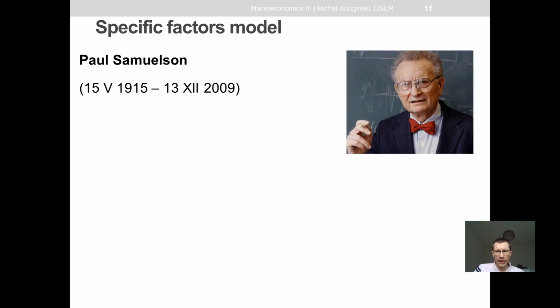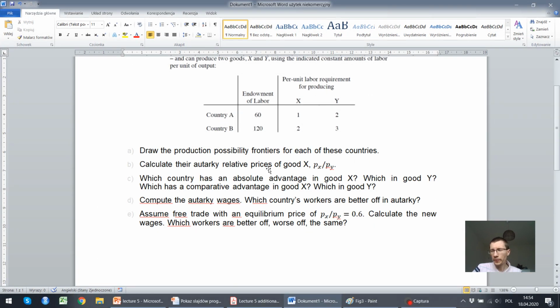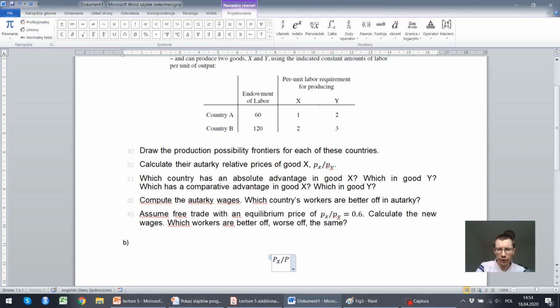Fair enough. So we have the first part solved. Now the part B. Calculate the autarky relative prices of good X in both countries. We can do it for both countries, in fact. All right. So what we are asked here is what is the ratio of prices of both goods? So the ratio of prices Px over Py.